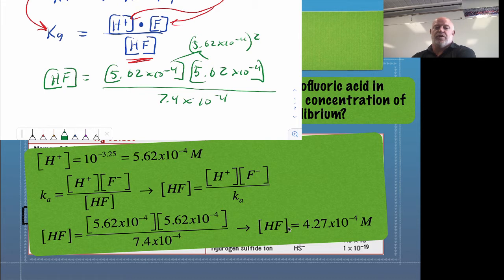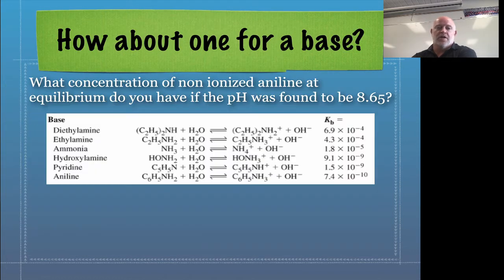Now, obviously, we could flip this around. If you didn't know the Ka and you knew this, you could solve for other things. But just like any of our math stuff, we can sometimes give you different information and make you solve a different part of it. Okay? How about for a base? Can we do the same thing for a base? Absolutely, we can do the same thing for a base.